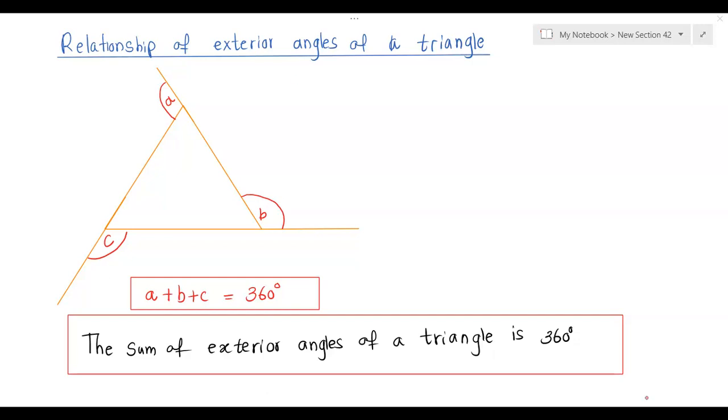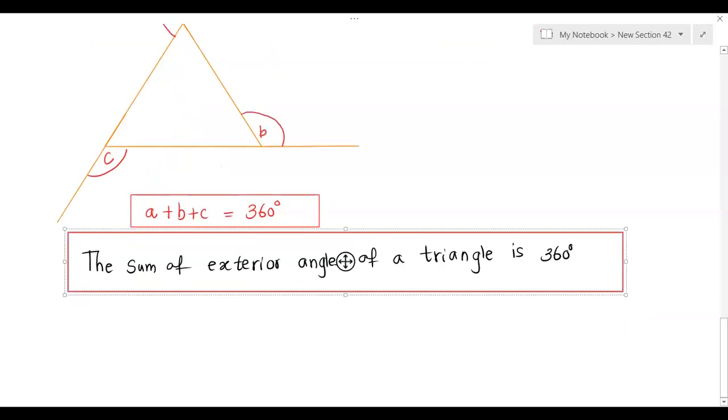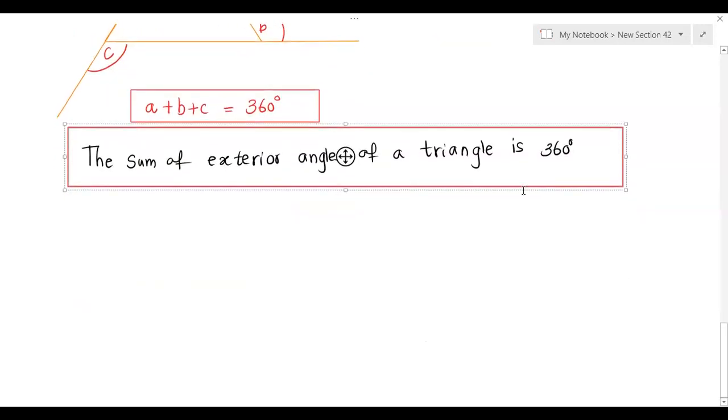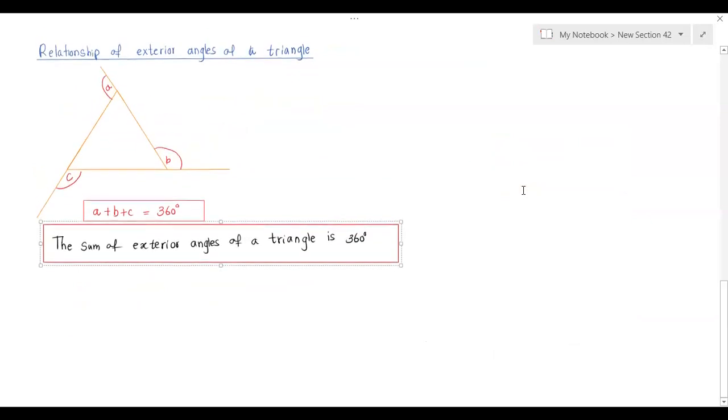Okay, Pute, while you are writing, I will move to the next one. Please draw this correctly. Draw these properly.